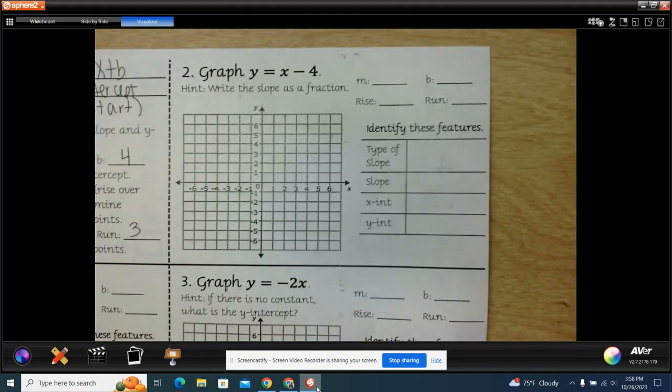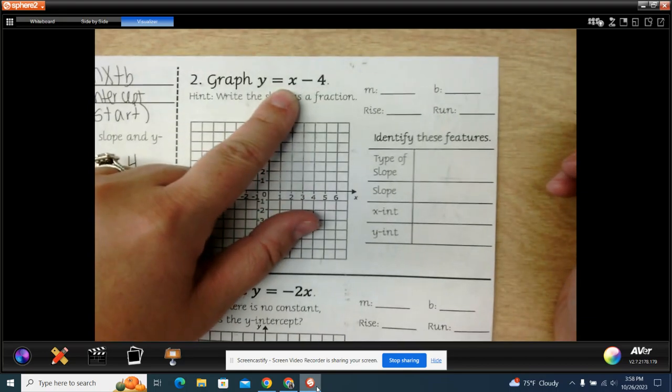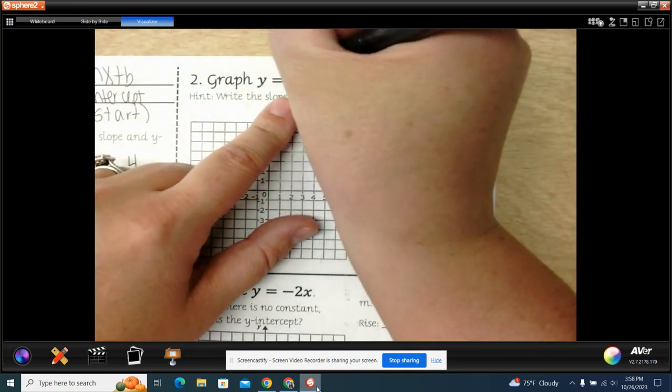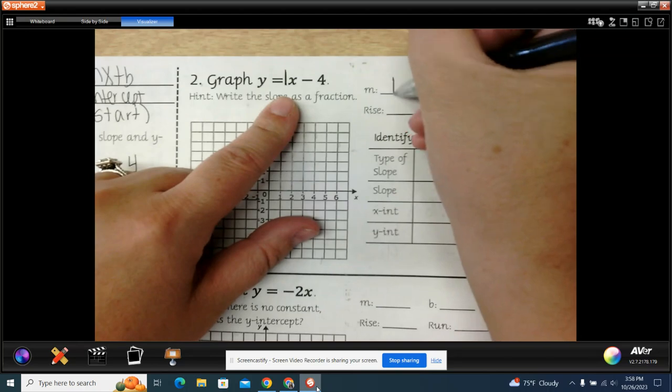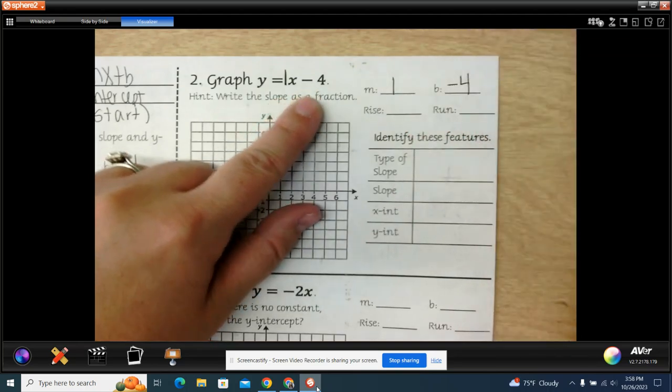All right, number 2, we have y equals x minus 4. So my m is the number in front of x. I don't have a number, but there is a number hidden, and that's going to be 1. So m is 1. B is the minus 4 at the end.